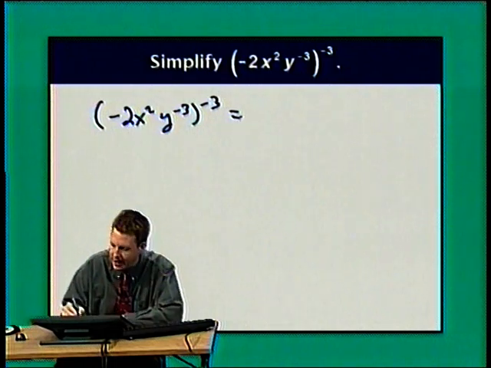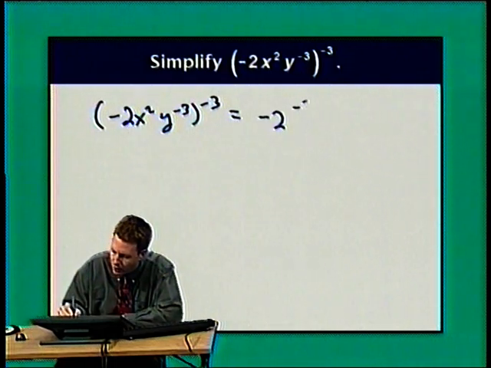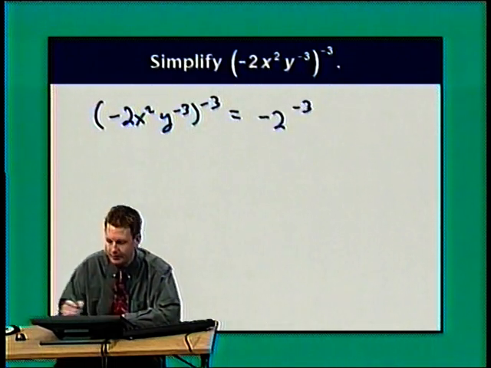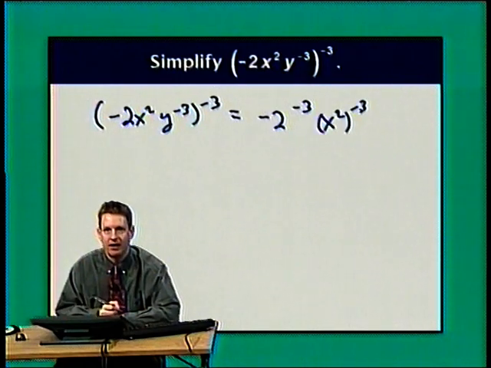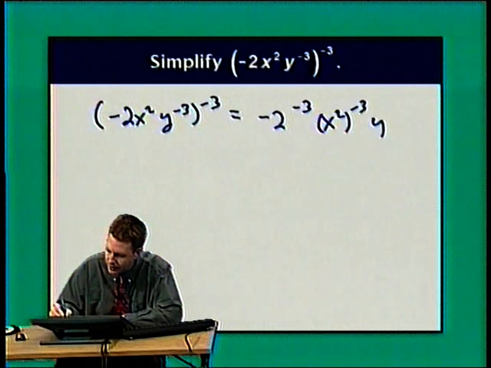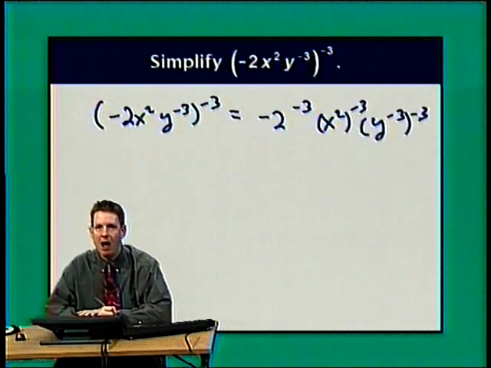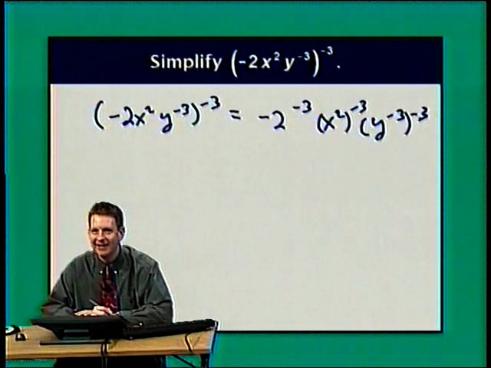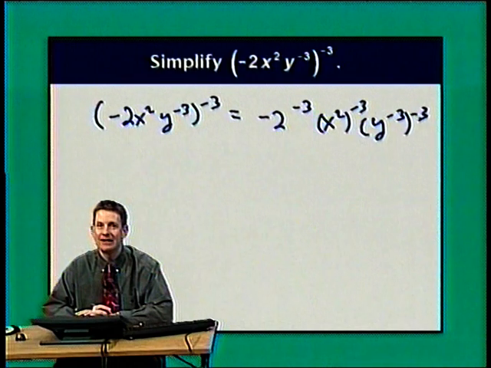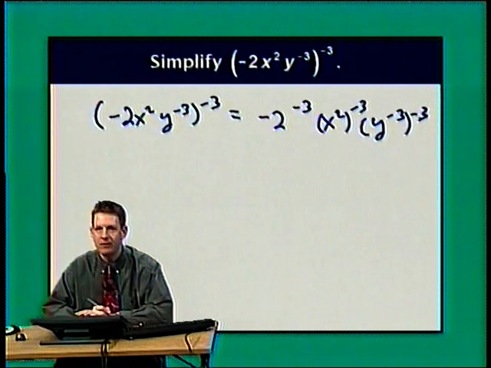So I need to take that negative 2 and raise it to the negative 3 power. I need to take the x squared and raise it to the negative 3 power. And I need to take the y to the negative 3 and raise it to the negative 3 power. But I've made a boo-boo. Can you see what the boo-boo is? The boo-boo is that it's the number negative 2 that needs to be raised to the negative 3 power.